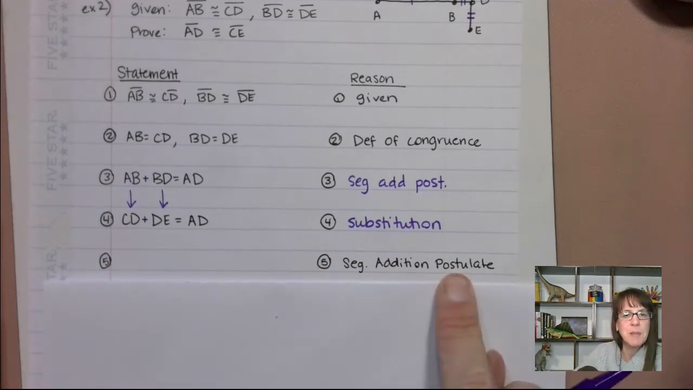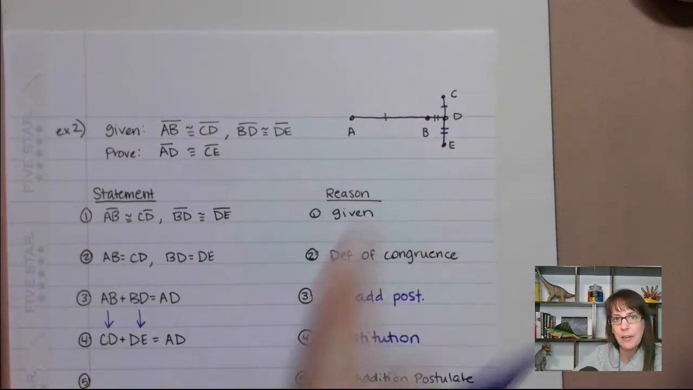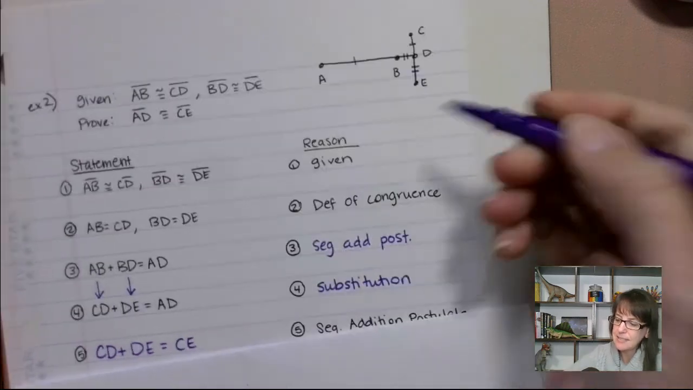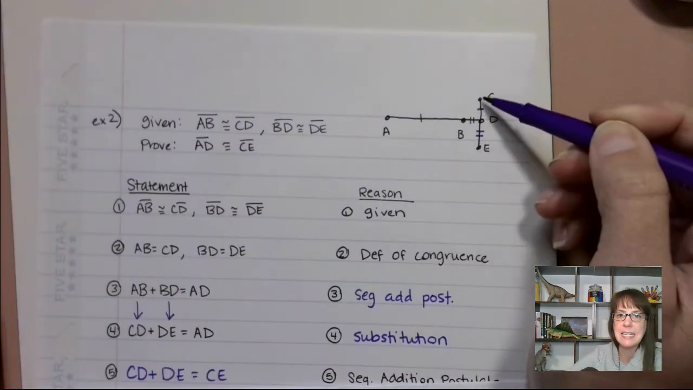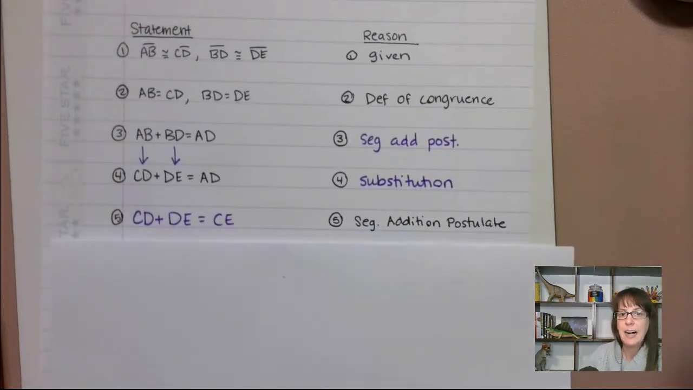Okay, so now we're given another hint here. We're told, hey, maybe try doing segment addition postulate again. Well, we did AB plus BD equals AD. Let's go the other way. CD plus DE equals CE. So CD plus DE equals CE. All right, that's our segment addition postulate.